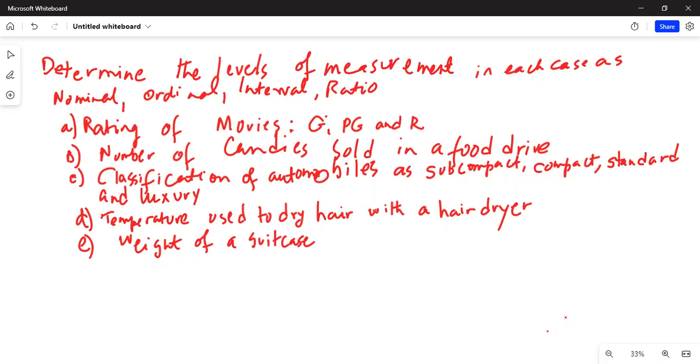Determine the levels of measurement in each case as nominal, ordinal, interval, or ratio. There are five parts of this problem. Part A is rating of movies G, PG, and R. So these are just categories of rating, and these are ratings of the Motion Picture Association of America. So the answer to part A: these are just categories, so this is nominal level of measurement.